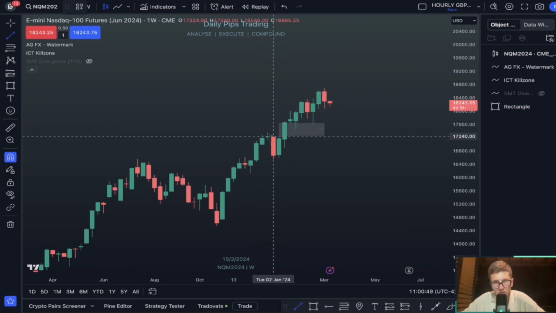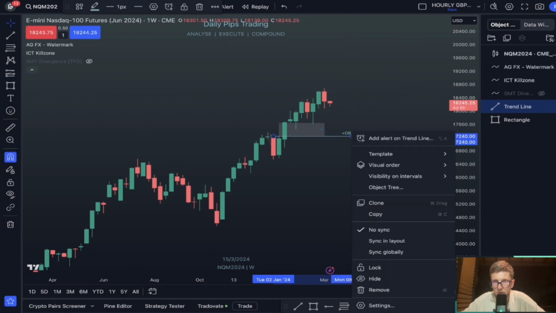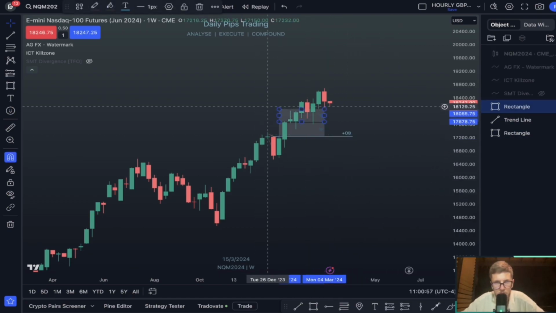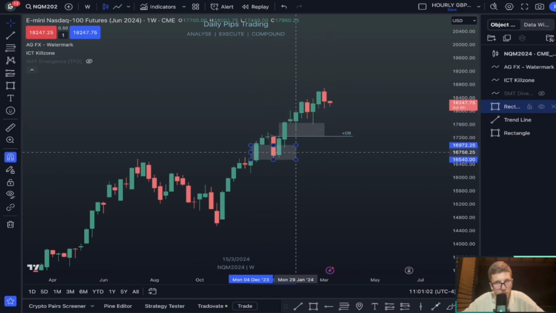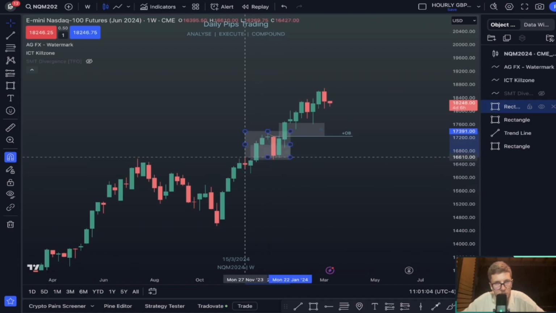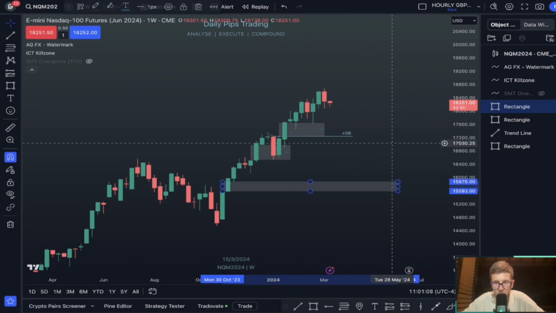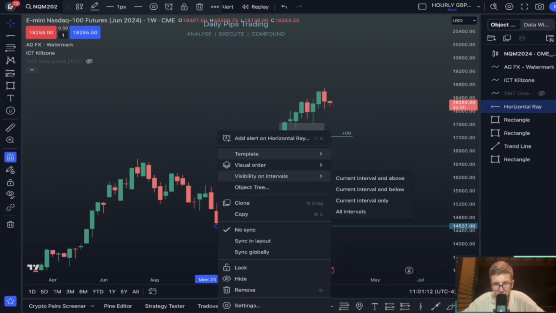So we have an order block on weekly right here, right there. We have a very clean structure in terms of push to the upside beforehand, downside resting below, and a weekly fair value gap right here. So we have a dealing range that we can work with, right?